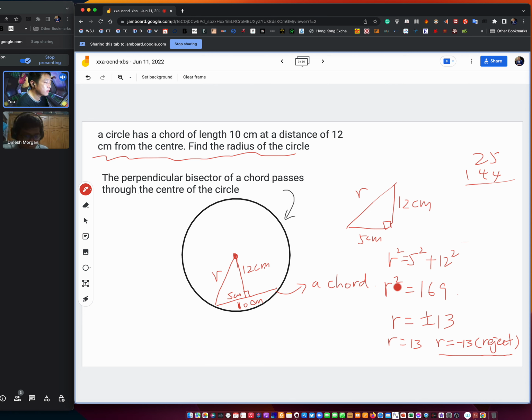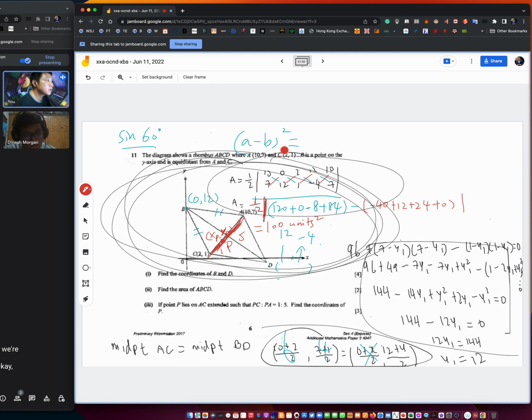Okay. So when you have an even power, like 2, 4, and then 6, you end up with two answers for R, if you have an even power for the R, okay? But in this case, R has to be positive, so you reject the R equals to negative 13, okay? So that's how you find the radius. Pretty simple, okay? Okay, yeah, so we are done with this question. Okay, let's go to slide 4.